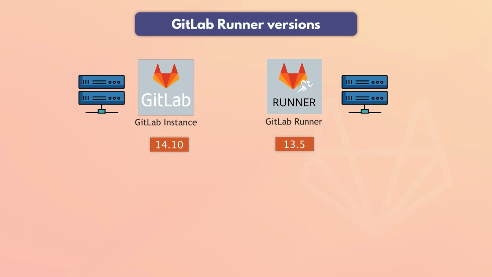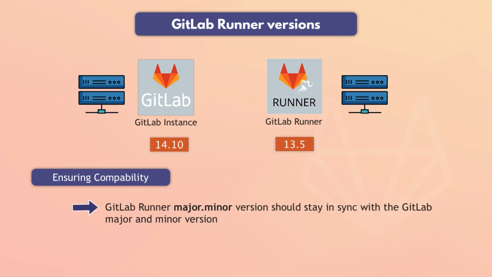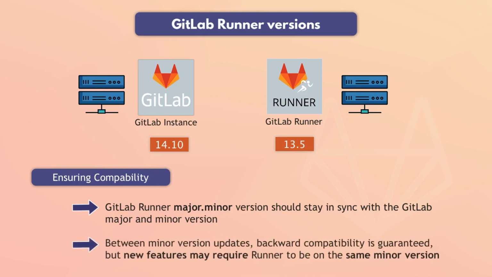According to GitLab's own documentation for the runners, for compatibility reasons, the GitLab runner major and minor version should stay in sync with GitLab's major and minor version. And it could be that older runners may still work with the newer GitLab version and vice versa. However, there could be some features that may not be available or may not work properly if these versions differ from each other. GitLab actually guarantees backward compatibility between the minor version updates.